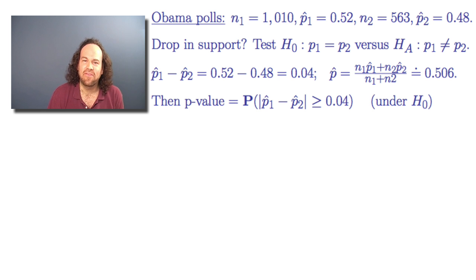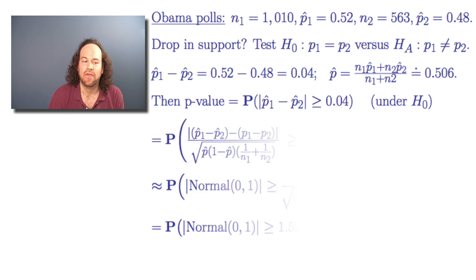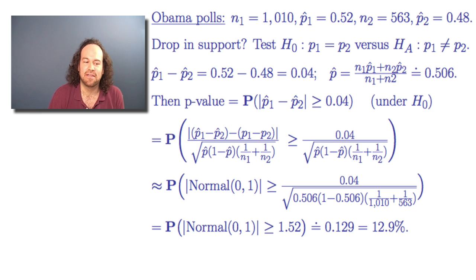Then once again, the p-value should be the probability under H0 that we would observe a difference in P1 hat minus P2 hat which is bigger than the 0.04 that we did observe. Well, again, we can subtract and divide and work through it and end up saying it's the probability that a standard normal distribution is bigger than or equal to 1.52.